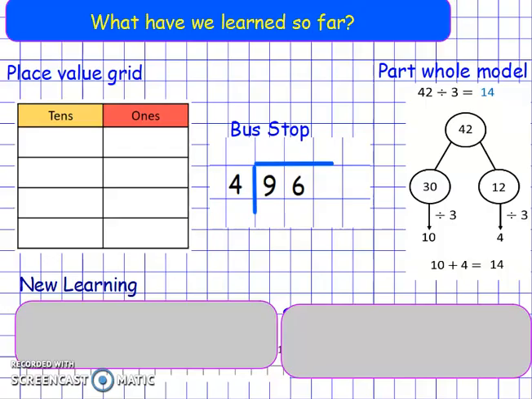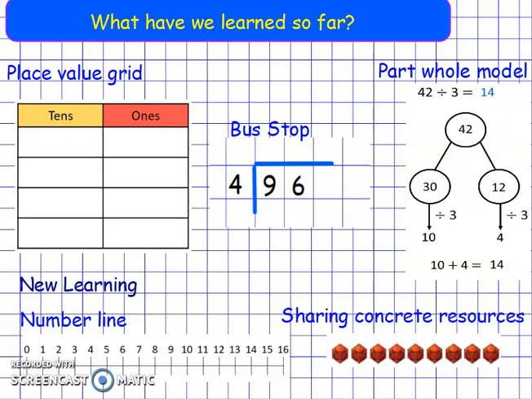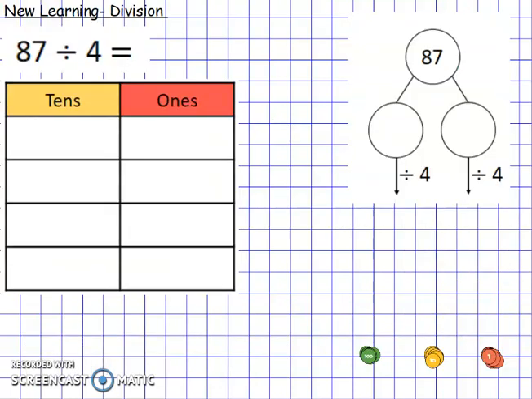Wow, we've done so much learning this week. You've done the place value grid, bus stop method, part-whole method, number line, and concrete resources. You've had a go at all of them, but I'm hoping you've chosen a method that you feel most comfortable with. Let's have a go at a method together.